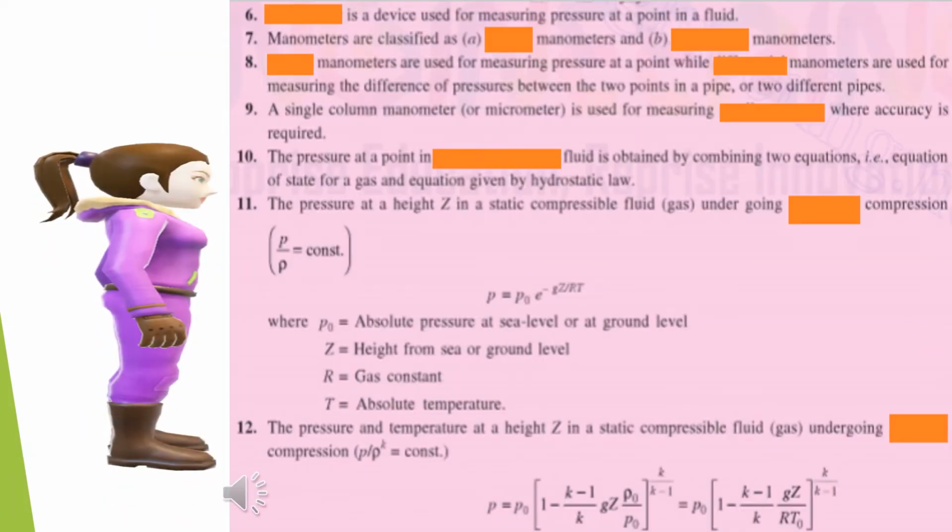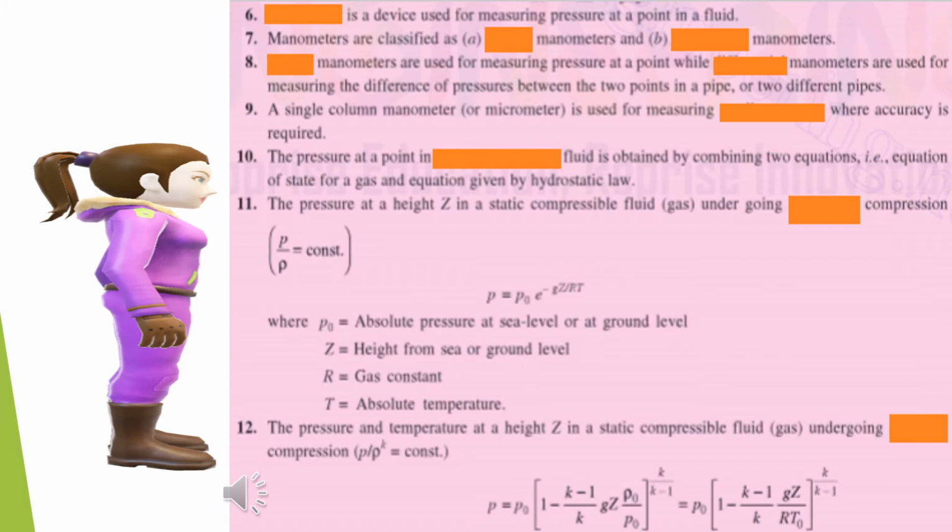Sixth one, dash is a device used for measuring pressure at a point in a fluid. Seventh one, manometers are classified as A. dash manometers and B. dash manometers. Eighth one, dash manometers are used for measuring pressure at a point, while dash manometers are used for measuring the difference of pressures between two points in a pipe or two different pipes.